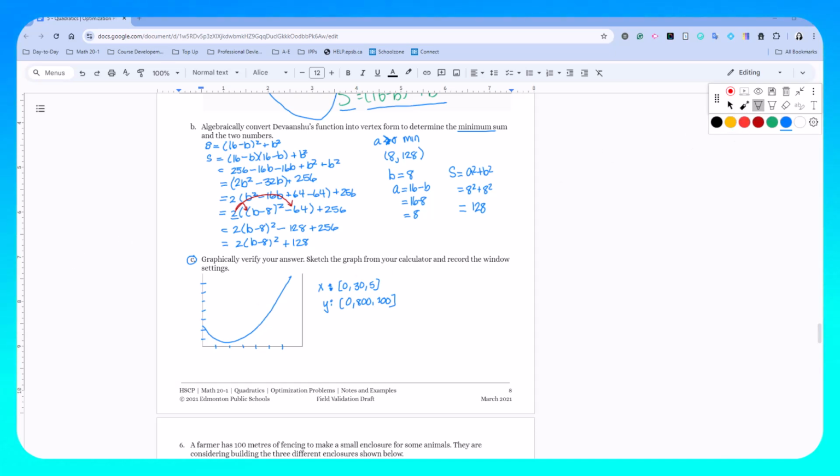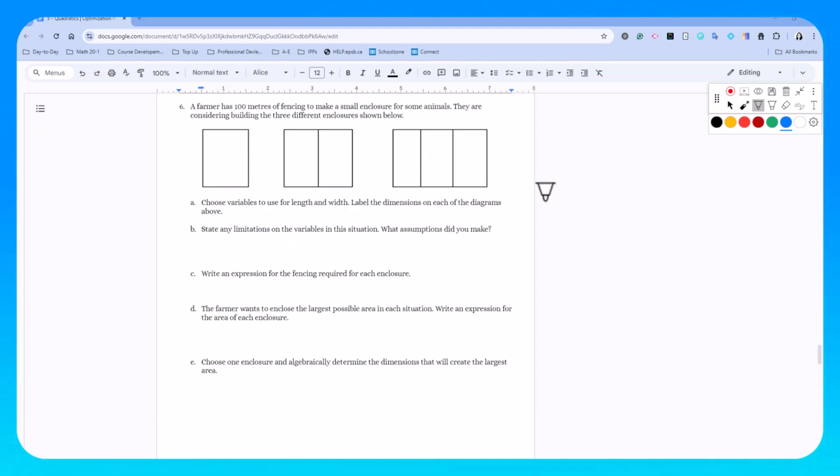Okay, let's move on. So for number 6, a farmer has 100 meters of fencing to make a small enclosure for some animals. They are considering building the 3 different enclosures shown below. So notice what we have here. We have one that only has one part, one that has been separated in 2 and 3. It's asking us to choose a variable to use for the length and width and label the dimensions on each of the diagrams. Well, let's go ahead and do that.